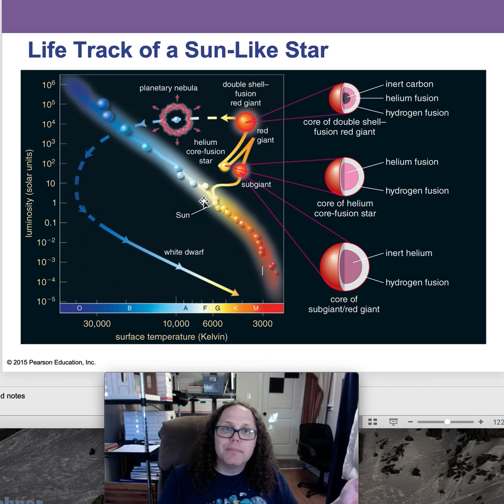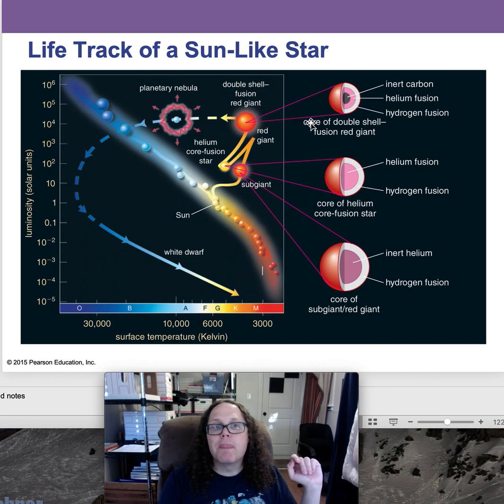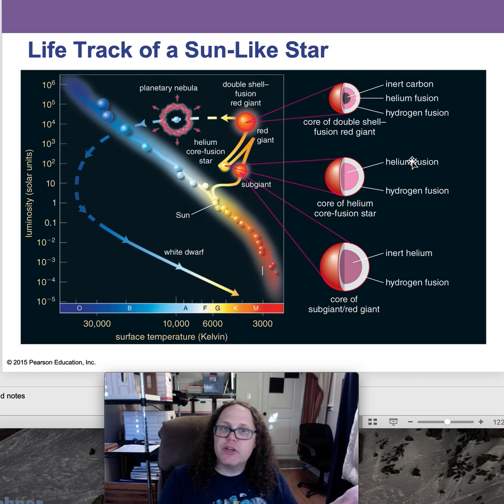To recap, here is the life track of a star just like our sun. When the core is fusing hydrogen, it's on the main sequence. Once it runs out of hydrogen in the core, it swells up and becomes a red giant, burning hydrogen in a shell around the core. Once the core becomes hot enough to fuse helium, it shrinks again. When the core runs out of helium, it will swell up again to become a double shell fusion red giant. Rather quickly then, it poofs its outer layers into space to form a planetary nebula, leaving its core behind as a white dwarf.